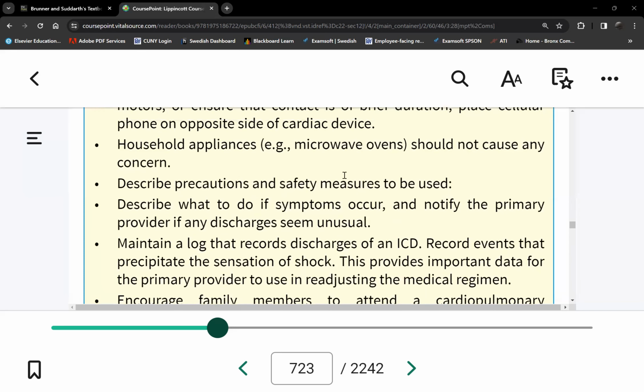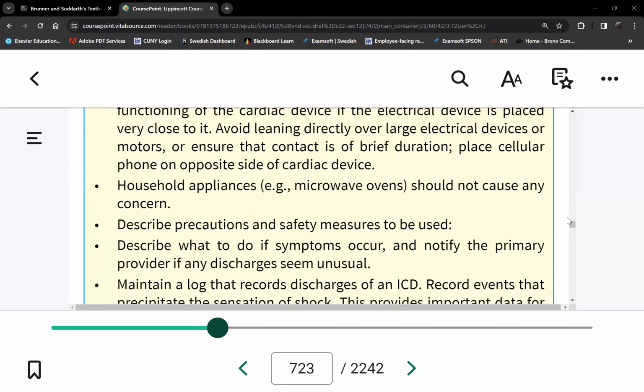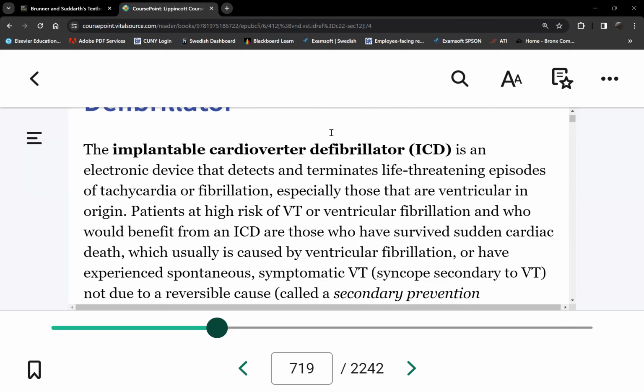More teachings. So tell them to record if they have any symptoms. Daily logs, let's say, especially if it fires. If it fires, then no, sorry. Firing is under ICD.